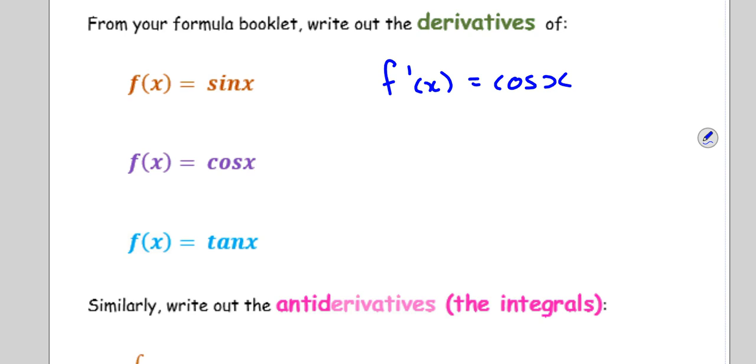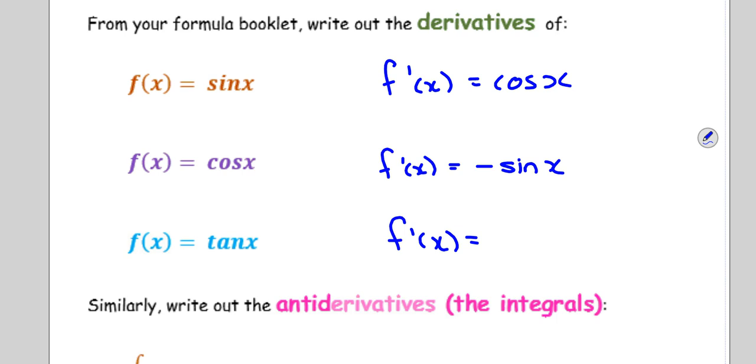Is it negative sine x? Yeah, how do you know that? So what's different about the derivative of cos x? It's negative sine x. On the next page, I show you a proof for why it's negative sine x. And same for tan x, which is a weird one. Anyone happen to know or have the formula booklet with them?